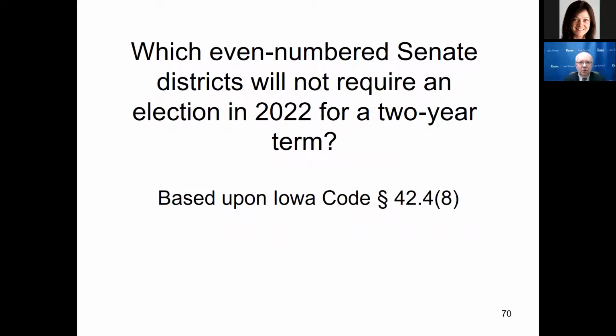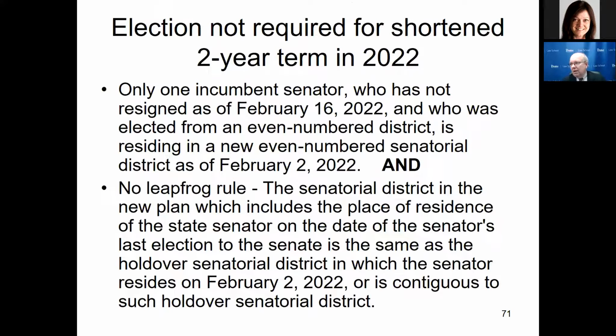So which ones will not require an election? Iowa law generally establishes kind of a last-senator-standing rule. If only one incumbent senator, who had not resigned as of the third Wednesday in February 2022, and who was elected from an even-numbered district in 2020, is residing in a new even-numbered senatorial district, that incumbent senator can hold over and will not be subject to an election until 2024.